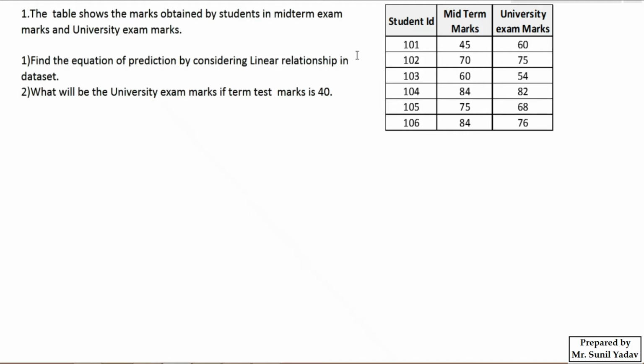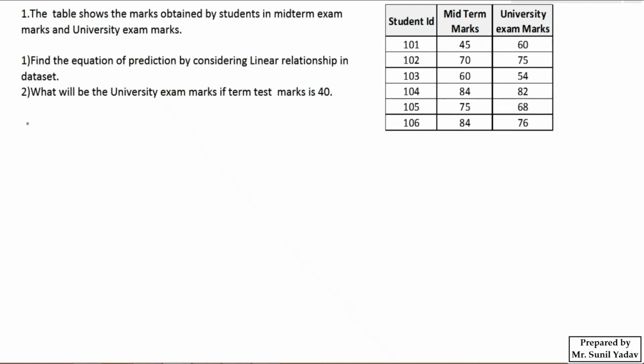So what do we have to do here? We have to find the equation of prediction by considering a linear relationship in the data set, and after that, what will be the university exam marks if the term test marks is 40. Here we have to estimate university marks on the basis of midterm marks. I hope all these points are clear to you.